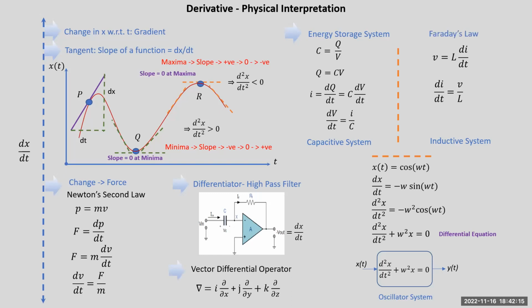Now, there is one more representation of the derivative in the form of a vector differential operator, which is also called the del operator. Basically, it is the same as the derivative. The only difference is the various components. In this case, 3 components represent the derivative in each direction x, y and z, that is, del by del x, del by del y and del by del z.